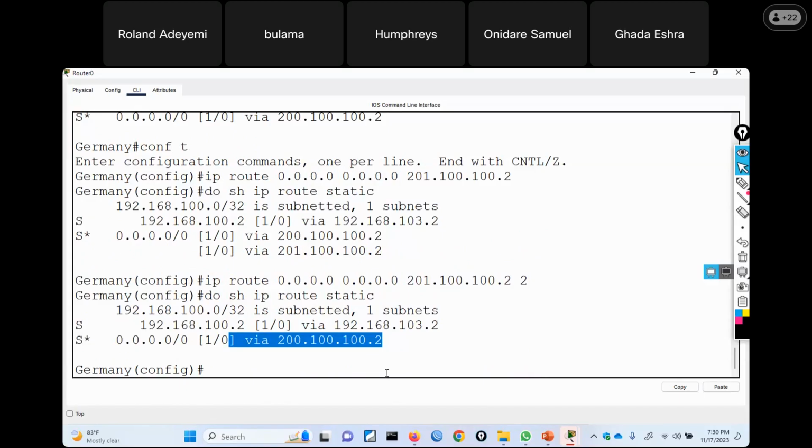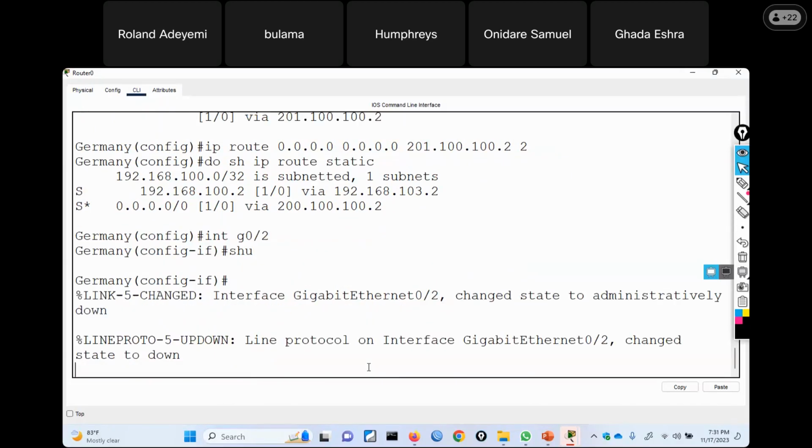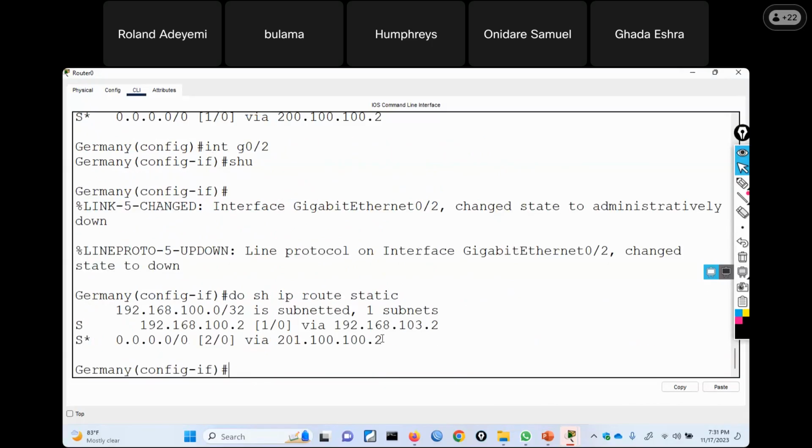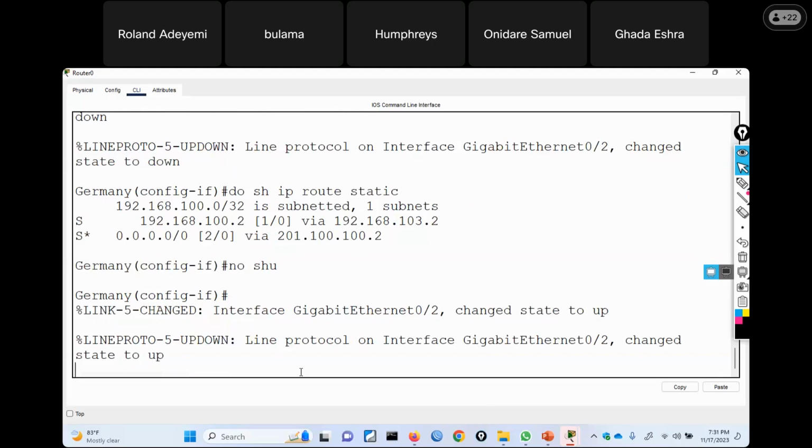What's that interface? G0/2. Let's shut it down. That is to simulate that that network is down. 0/2, shut. Then issue that command again. What did you see? The second service provider has picked up, 201.100.100.2. That is my ISP B. He has picked up. When that interface comes back, what happens? 200 has taken over again. The second service provider has gone on standby.